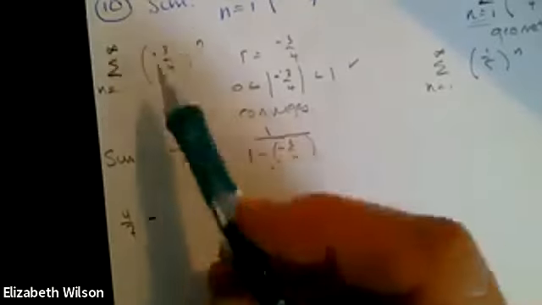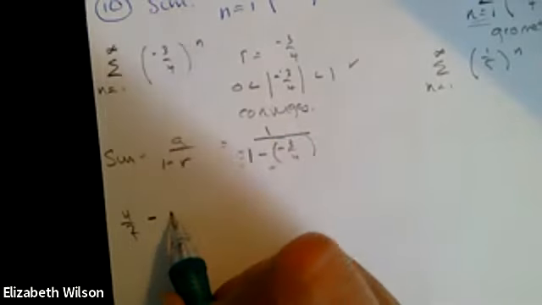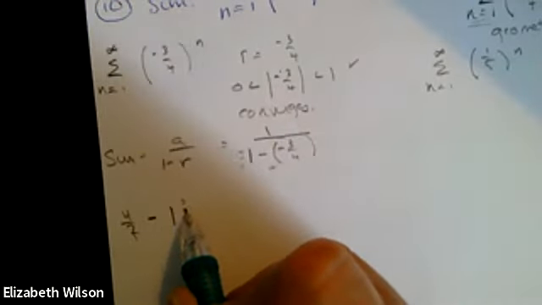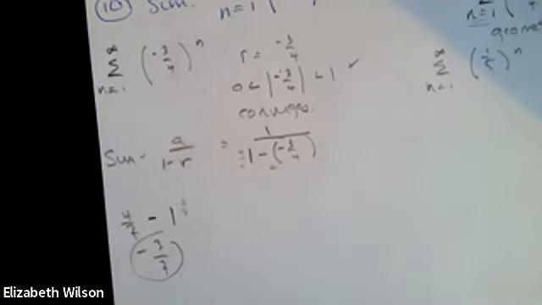And my 0th term, when n equals 0, is equal to 1. So I'm going to subtract out 1. This is like subtracting out 7 over 7. So 4 over 7 minus 7 over 7 is going to equal minus 3 over 7. So that's my sum for this portion of my geometric series.